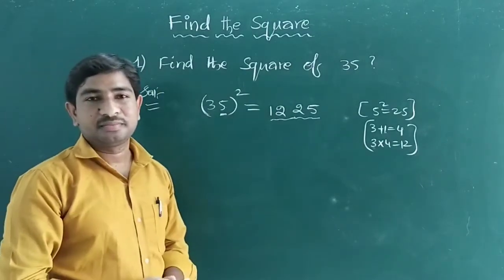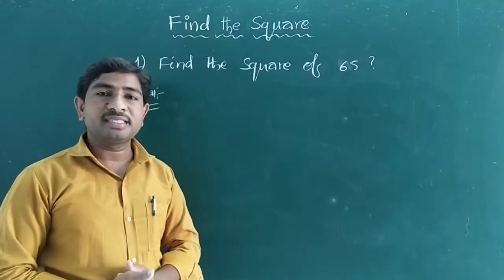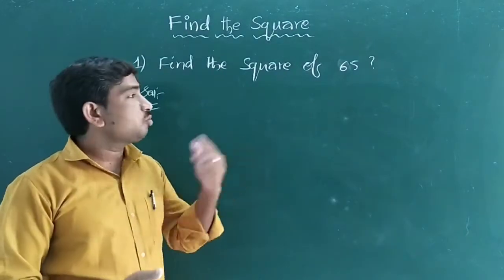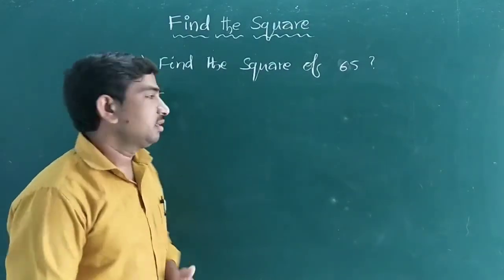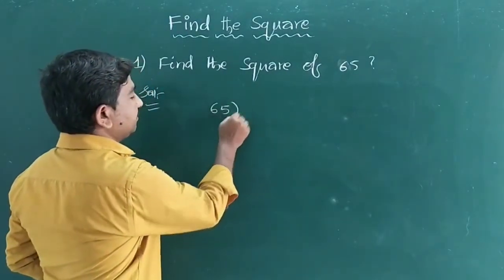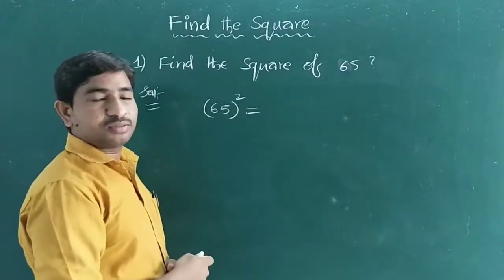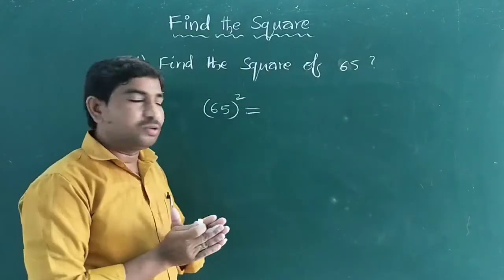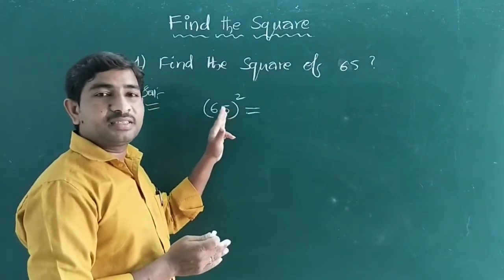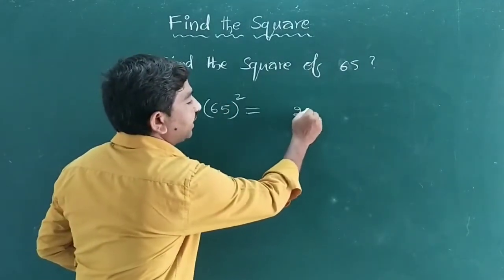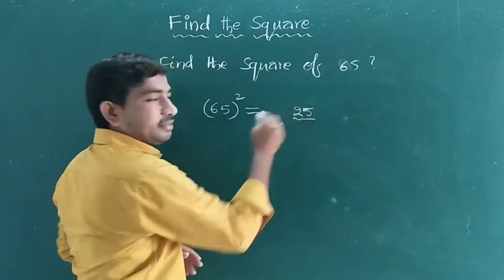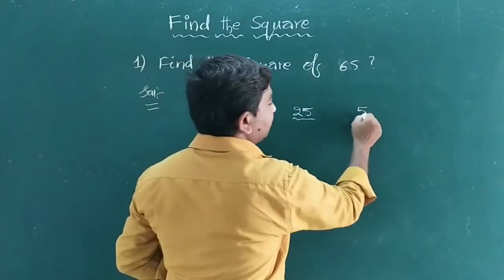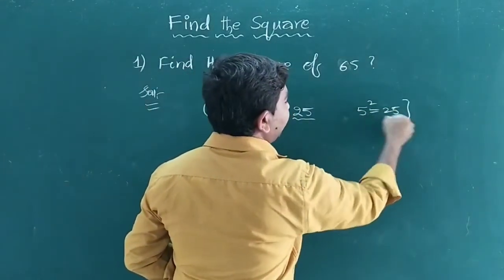Very easy. Okay, now let us see. Find the square of 65. One more problem. So 65 whole square is equal to... First of all, 5 square, the unit place digit is 5. 5 square you have to write as the right side part of the answer: 25. We know that. Very easy.